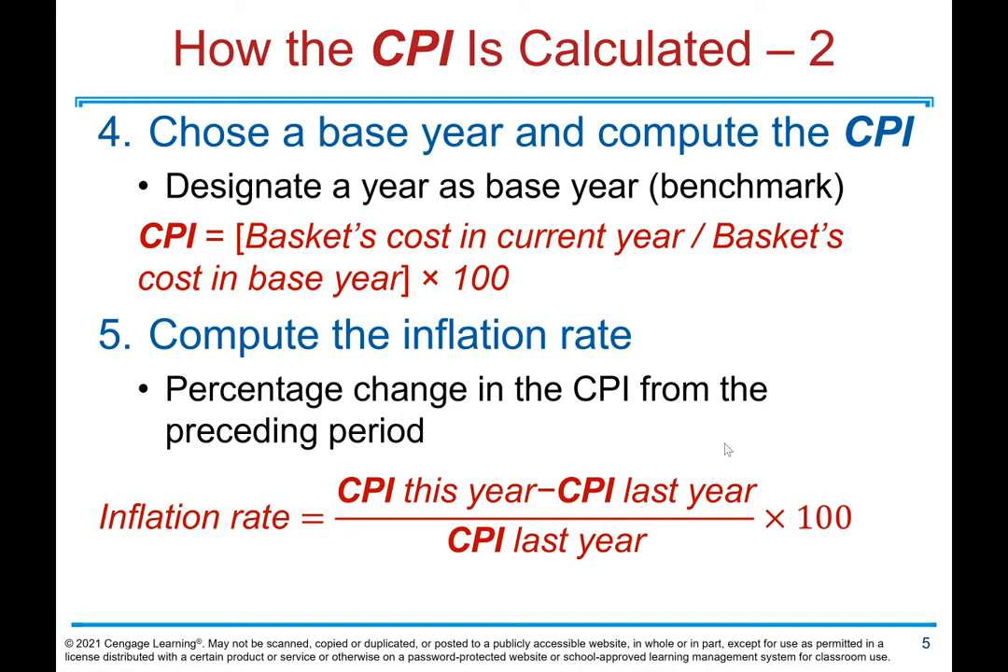Step 5, compute the inflation rate. It is the percentage change in the CPI from the preceding year, or more formally, inflation rate is equal to CPI this year minus CPI last year over CPI last year times 100. That is the percentage change in CPI from year to year. You just calculated the inflation rate.